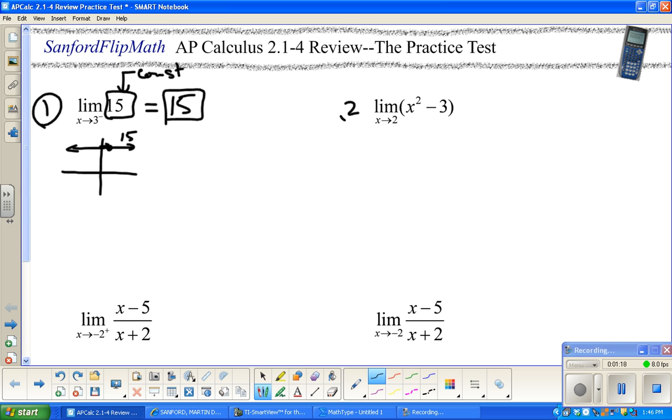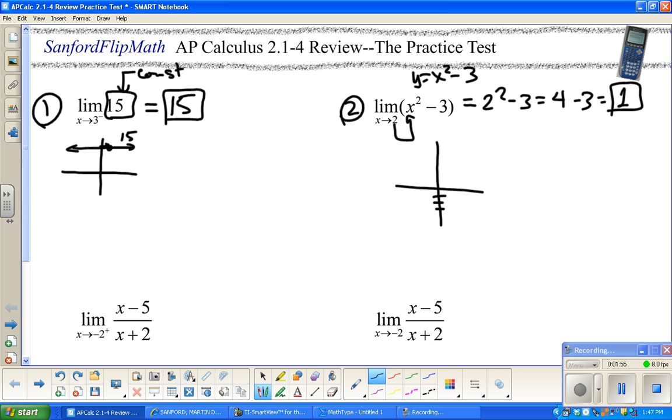Number 2, limit as x approaches 2. If the function y equals x squared minus 3 doesn't have any goofiness going on at 2, then I can just substitute. It's continuous, well, this is a parabola. There's no goofiness going on. And so I can just substitute in 2 squared minus 3, which is 4 minus 3 equals 1. Just keep in mind if it makes the equation undefined, or if there's some weird domain issue, then we have to backtrack.